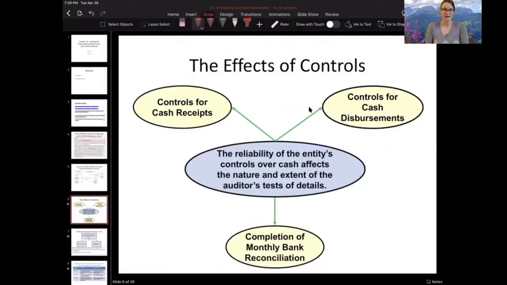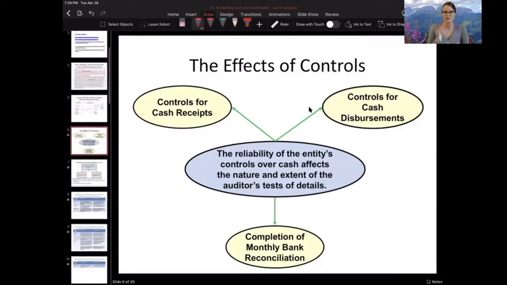Okay, this next slide is reminding us that before we get into our substantive testing of cash, we need to consider the impact of controls on cash. So with respect to cash controls, it's really made up of the controls over cash receipts and the controls over cash disbursements. Now, we talked about controls over cash receipts as part of the revenues process, and we talked over controls over cash disbursements as part of the purchases process, right?